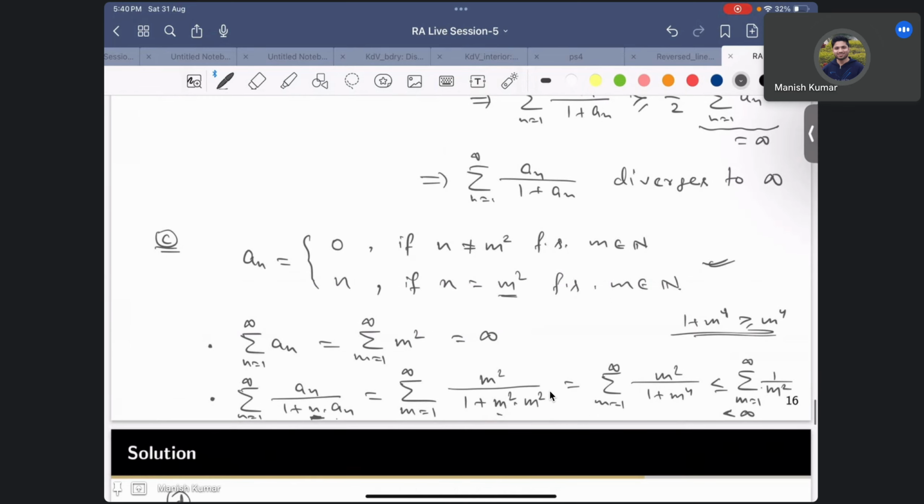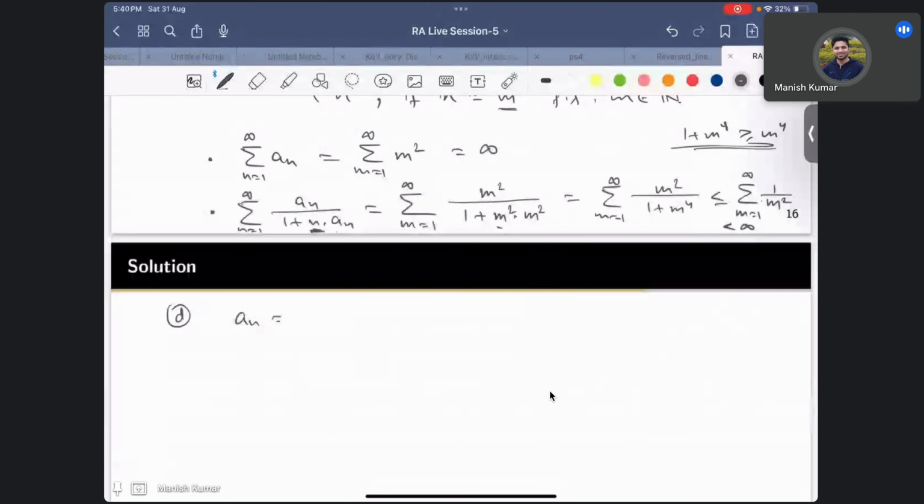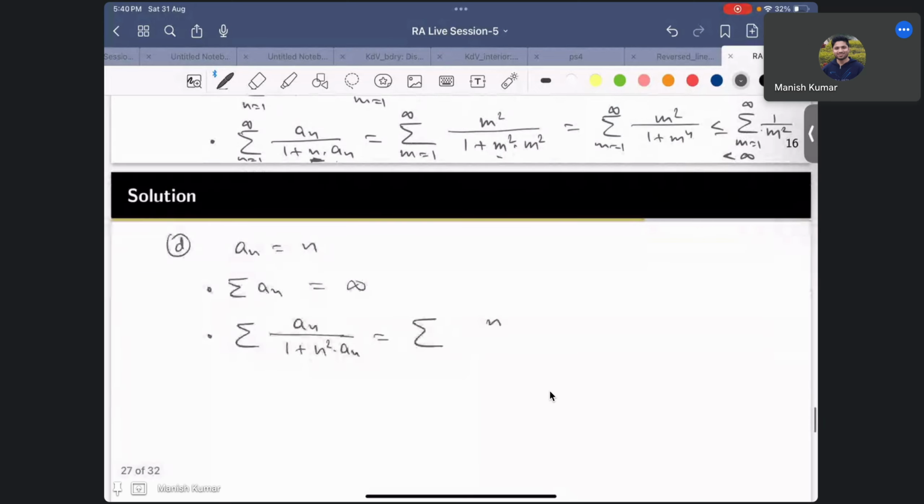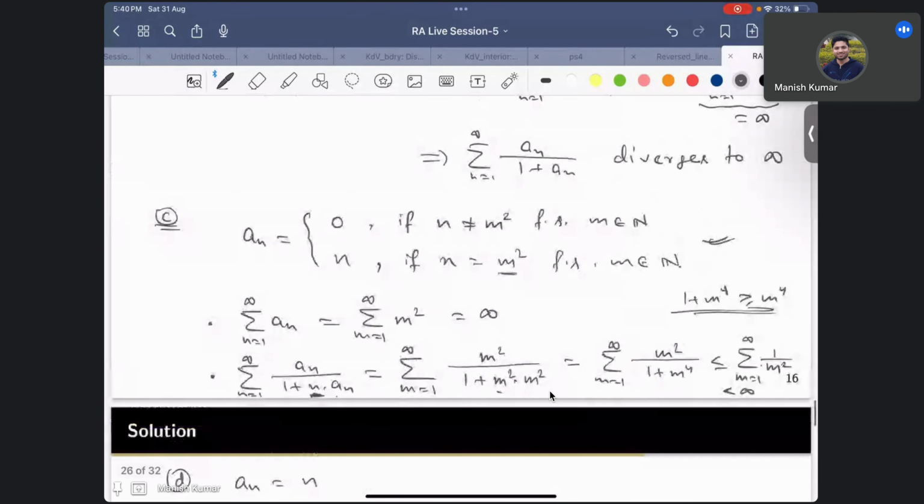So in d you just simply take an equal to n, then summation an is infinity, but summation an upon 1 plus n squared times an, if you do, you will get summation n upon 1 plus n cube, and this is less than or equal to summation n upon n cube, which is 1 by n square, and this is finite. So in the d part you don't need to do any kind of manipulation or any trick. It is very simple in d.